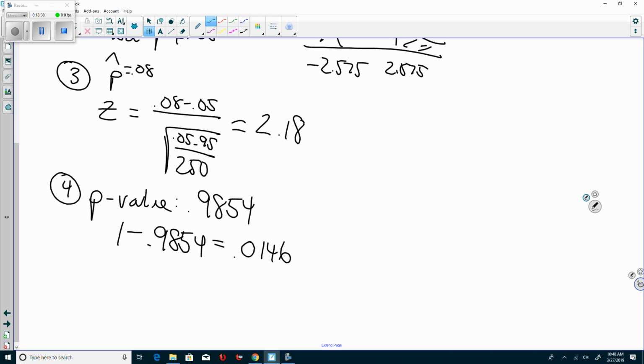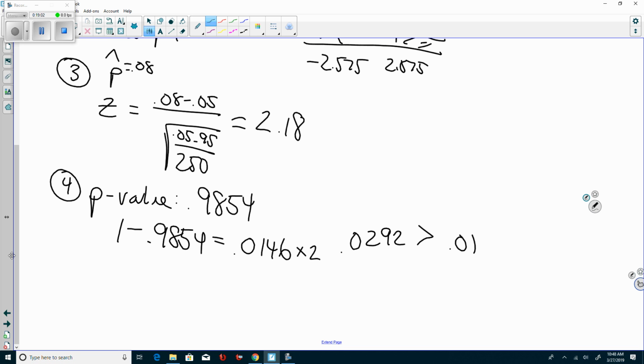So there's two things that I'm reviewing about p-values in this example. The first thing is you have to take it away from 1, because remember, you always shade away from the center. And then because it's a two-tailed test, what do I have to do? Multiply it by 2. So then I get 0.0292 and compare it to the level of significance. It is greater than 0.01.